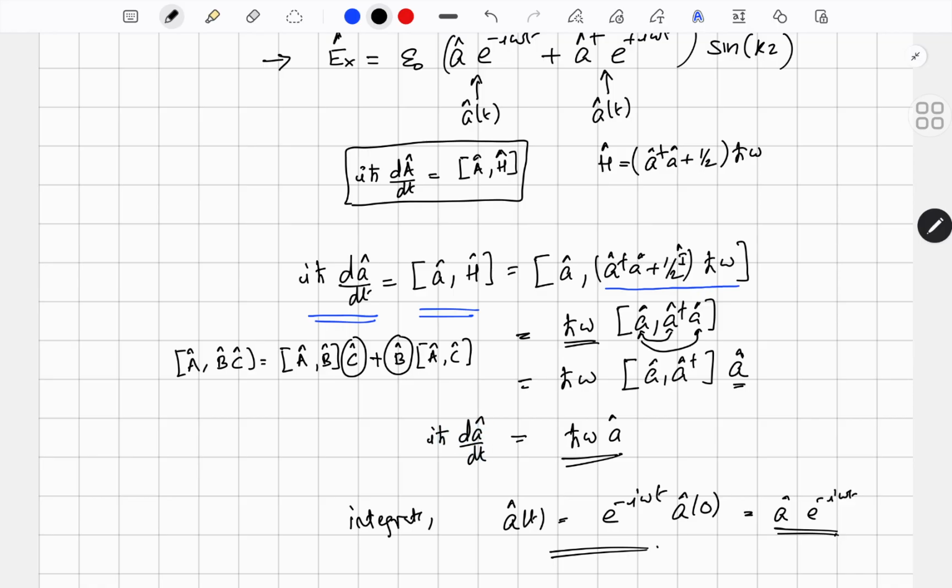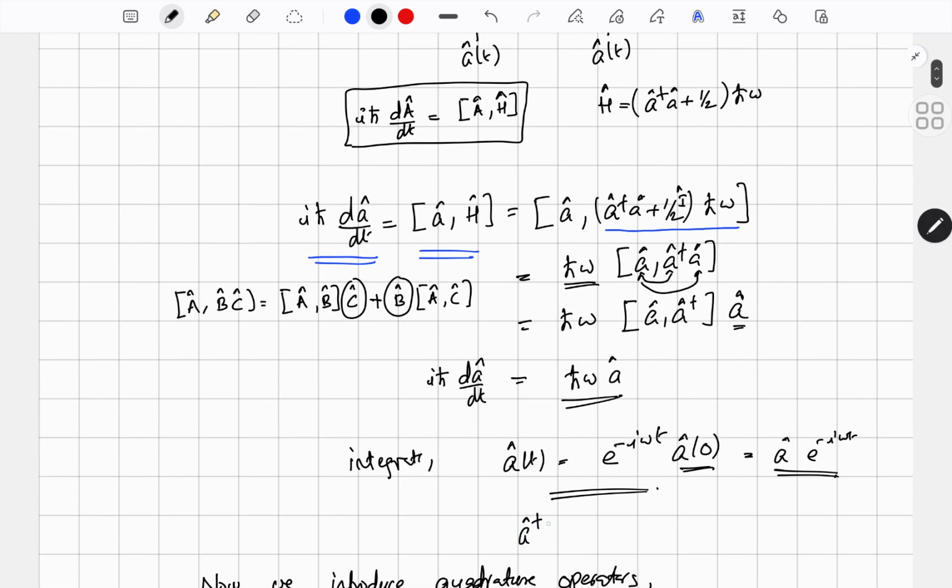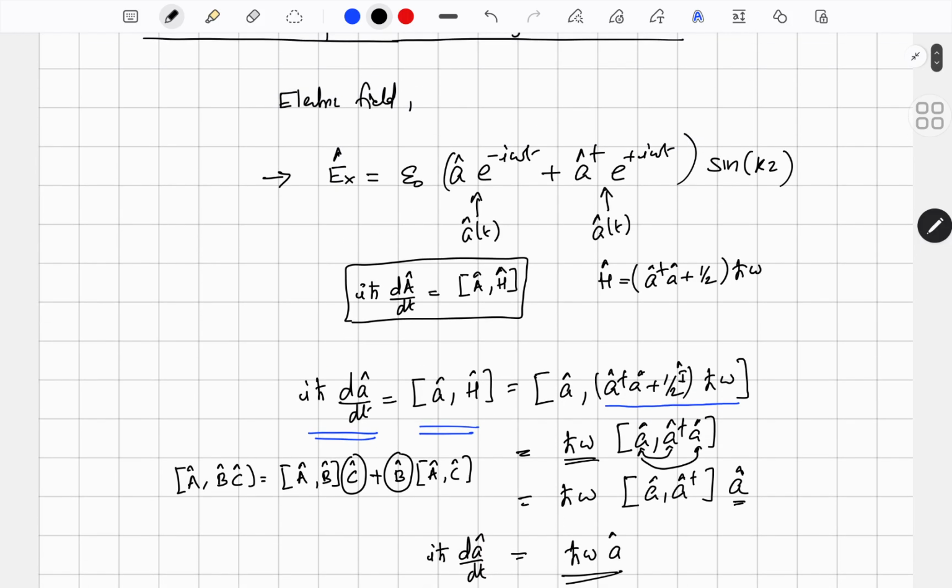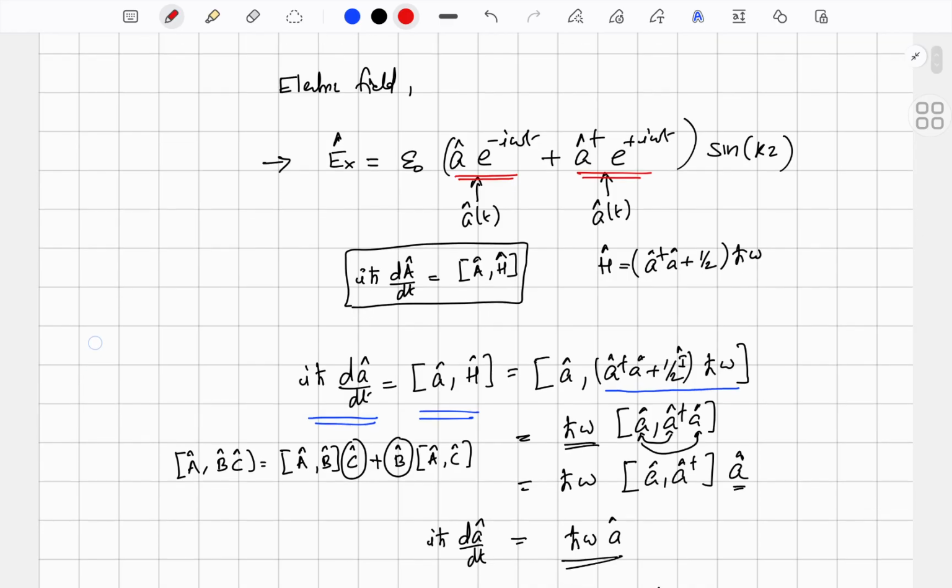dA/dt. Now we just rearrange it and integrate it, and I can show that this A would become e raised to minus iωt A of 0, where this A of 0 I have simply denoted as A. So this becomes A of t equals A e raised to minus iωt. And similarly we can write A dagger of t would be A dagger e raised to plus iωt. So that is why I have written my electric field operators in terms of this A and A dagger by introducing the explicit time dependence for the annihilation and creation operators.